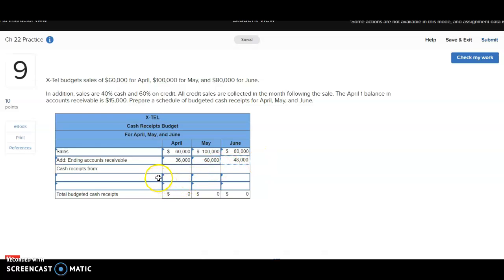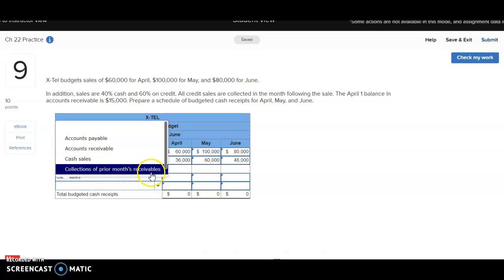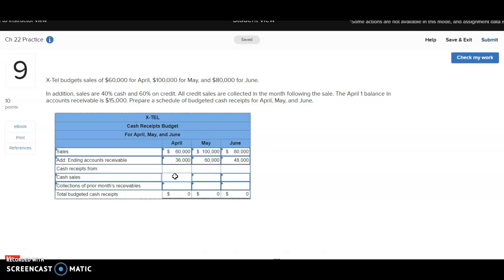All right, well, let's look at where we're getting our cash from. Well, we have those cash sales that are coming in, and then we have the collections that are coming in from the prior month. 40% is cash sales for each of the months. So if we look at the difference, we had credit of 36,000. The rest is going to be cash. So 60,000 minus 36,000, we have 24,000 in cash sales. For May, we have 100,000 minus the credit sales of 60,000, so we're going to have 40,000 in cash sales in May. For June, we have 80,000 total sales, 48,000 is in credit, so that means that 32,000 is going to be in cash sales.